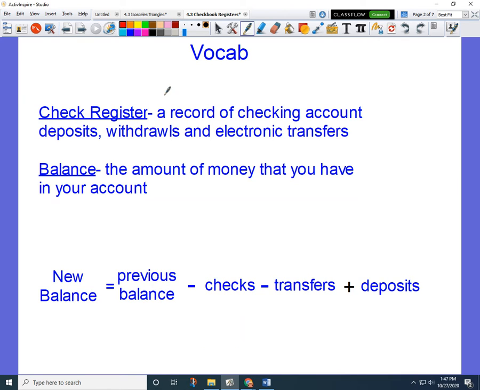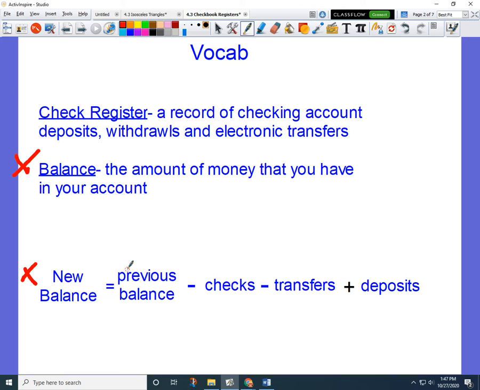So there's a couple of things that you need to know. The big word here is balance. The balance is how much money you have in your account at any one time, whether it's before you've made a transaction or afterwards, a deposit, a withdrawal. All those things affect your balance. Now, I've kind of set up, this isn't really a formula down here, but kind of an idea of what you're going to be doing.